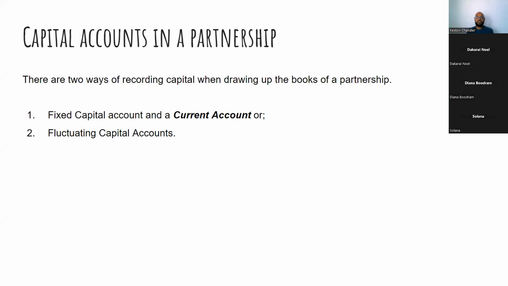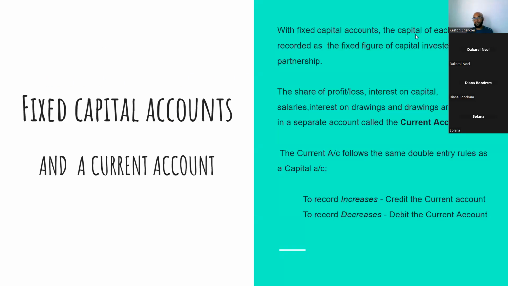capital. The alternative to that is your fluctuating capital account, where everything is just modeled together in one account and there's no separation in terms of the original capital and the fluctuations that happen as the years go by. So with fixed capital accounts, the capital of each partner is recorded as a fixed figure of capital invested in the partnership. Everything else, such as the share profits, the interest on capital, salaries, interest on drawings, and drawings, are recorded in a separate account, which we call the current account. Just like the capital account, it follows the same double entry rules.